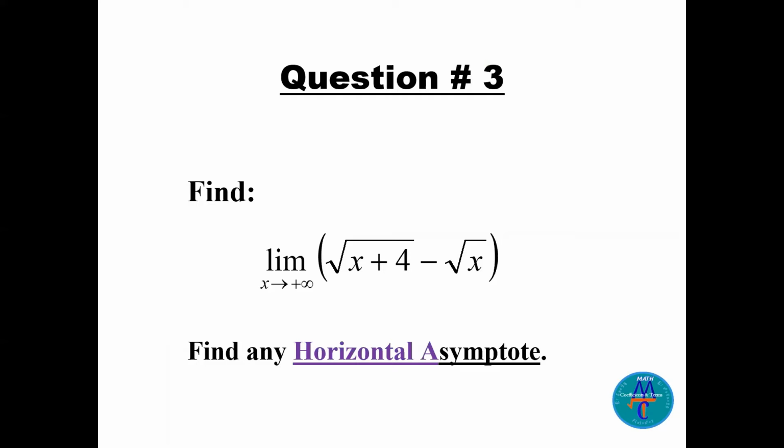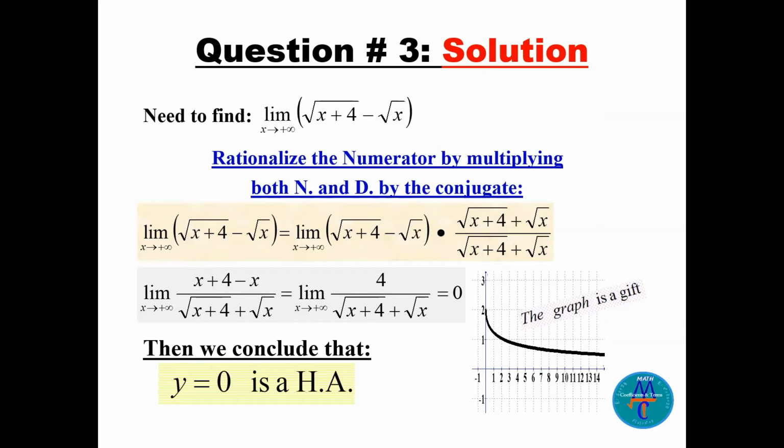Let's find the limit of this function, square root of (x + 4) minus square root of x, as x goes to plus infinity, and find any horizontal asymptote. Now, to find the limit of this, if we replace x with infinity inside, it will be infinity minus infinity. We cannot decide what the limit is. So we can do something about that. We can rationalize the numerator by multiplying up and down, see, there is a 1 here, by the conjugate.